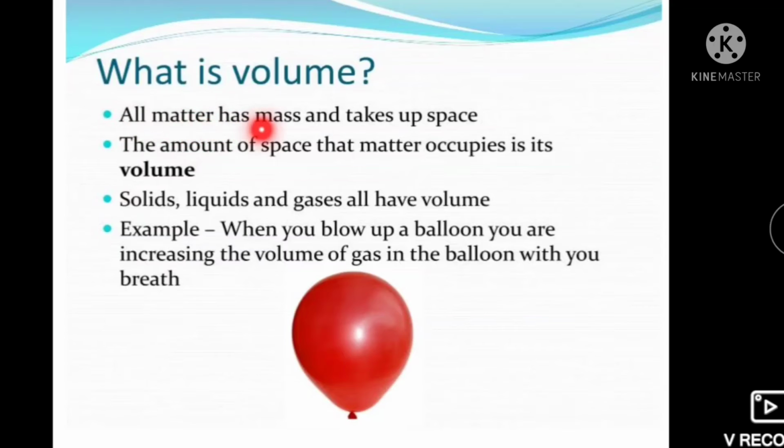All matter has mass and takes up space. The amount of space that matter occupies is its volume. Solids, liquids and gases all have volume. What is the capacity of an object or its inner volume? The space available in a container is called its capacity or its inner volume.